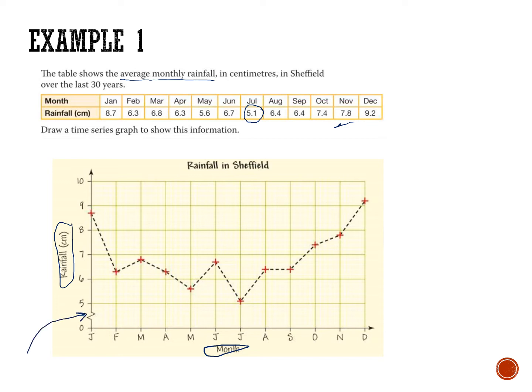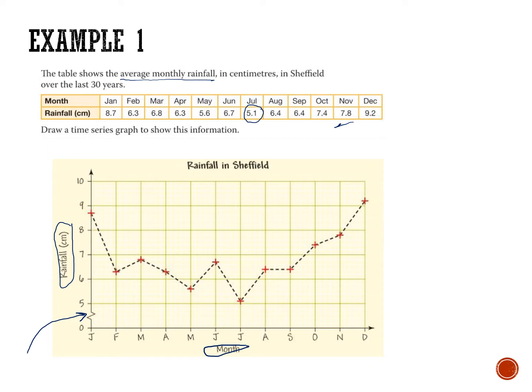This is what I'd like you to put on your axes when you don't start them at 0. Just a little wiggle there means that it doesn't start at 0. So you can see it going 5, 6, 7, 8, 9, 10 like that. Make sure you have a decent scale so that you can see the variations.